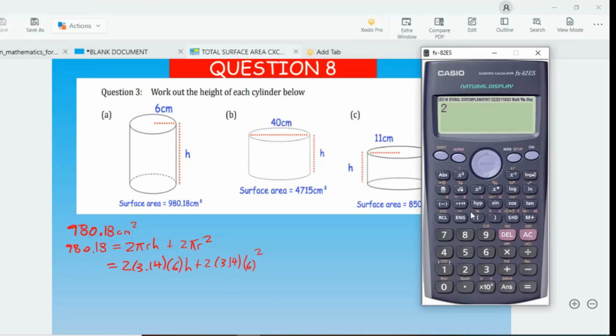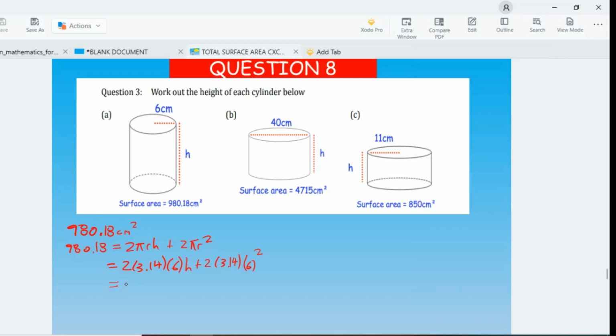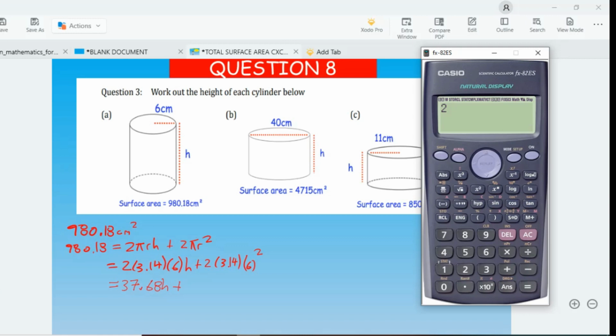Now we can put in the 2 times our 3.14 multiplied by our 6. And that part, when you work it out, gives you 37.68. So this part is now 37.68h. Plus, over here, you can work out all of this in the calculator one time. 2 in brackets, 3.14 times 6 squared. And that is giving us 226.08.